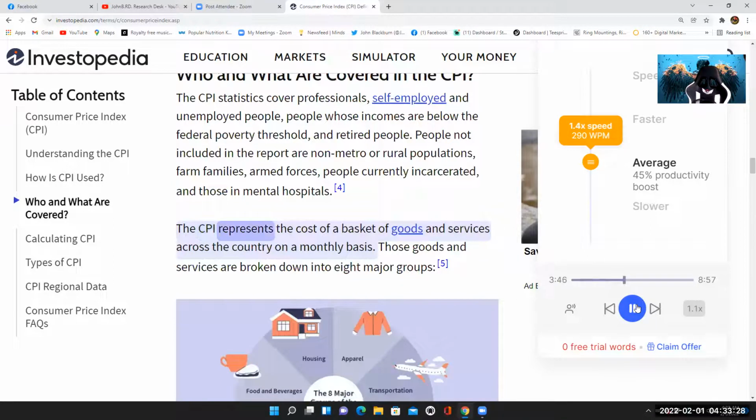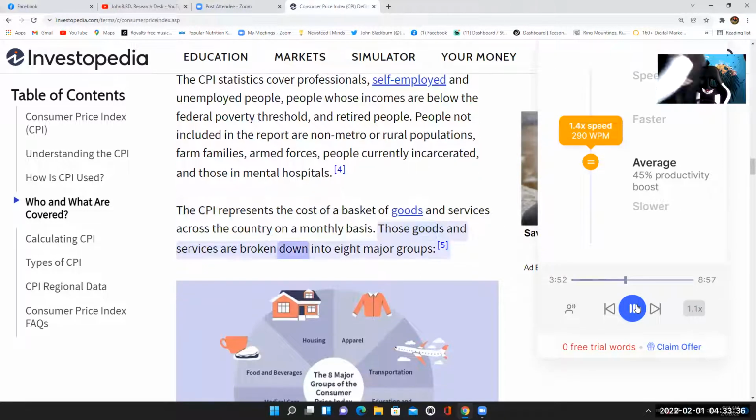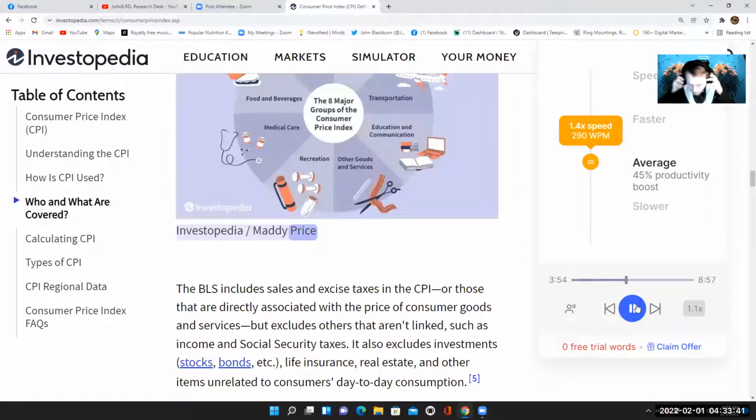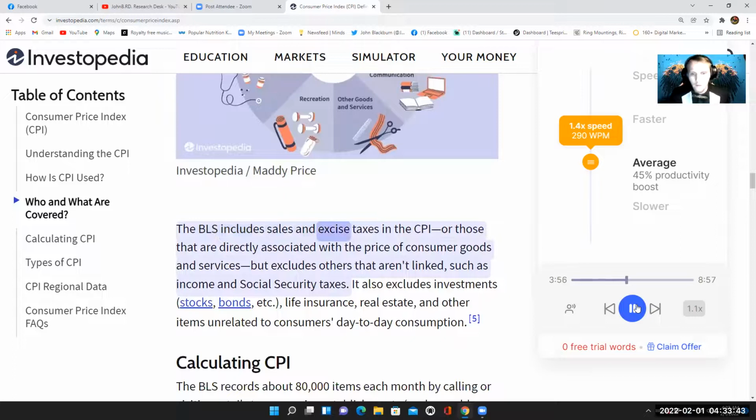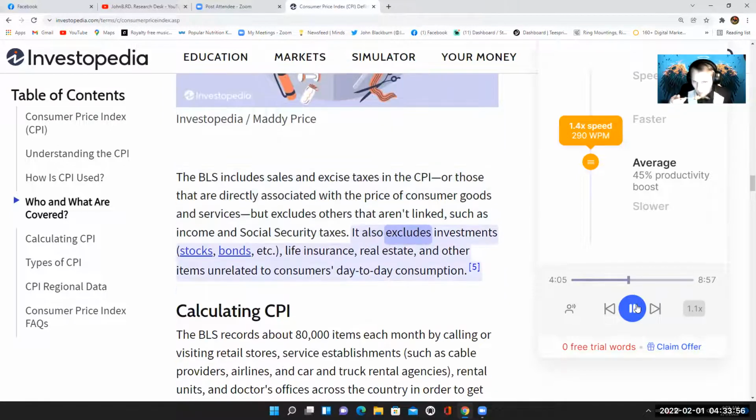The CPI represents the cost of a basket of goods and services across the country on a monthly basis. Those goods and services are broken down into 8 major groups. The BLS includes sales and excise taxes in the CPI or those that are directly associated with the price of consumer goods and services but excludes others that aren't linked, such as income and social security taxes. It also excludes investments, stocks, bonds, etc., life insurance, real estate, and other items unrelated to consumers' day-to-day consumption.